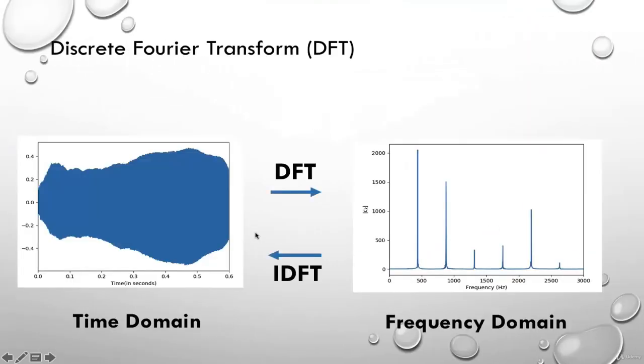Okay, and so the idea is that the time domain is hard to interpret, so we use the discrete Fourier transform to convert it into a frequency domain. In fact, we can go back, so this process is invertible. We can take the inverse discrete Fourier transform and take the frequency domain and go back to the time domain. So really a signal is determined by its frequency content, because this process is invertible.